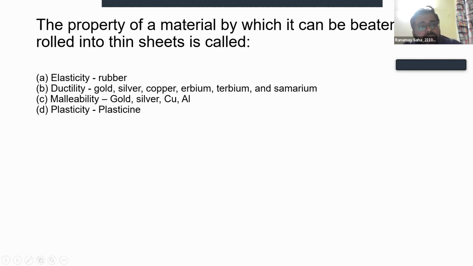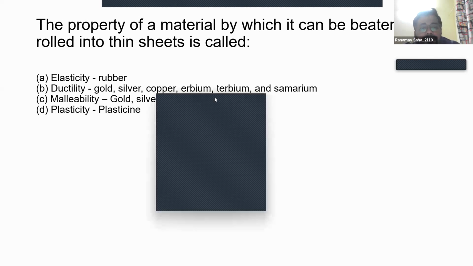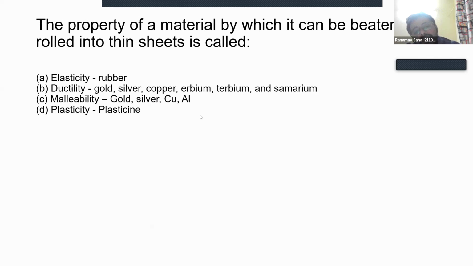So now we have the property. This question says the property of material by which it can be beaten or rolled into thin sheets, which is the property called? Yeah, malleability. But can you tell me the difference between malleability and ductility?